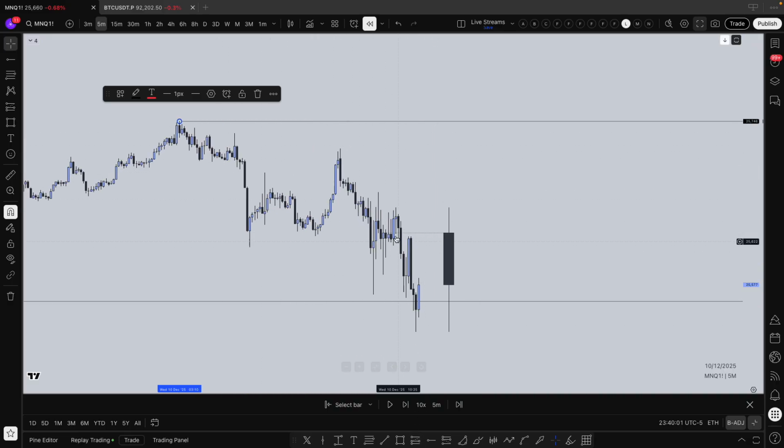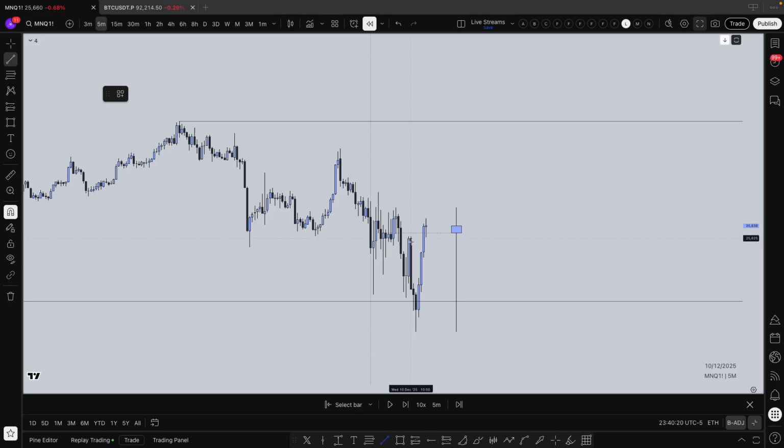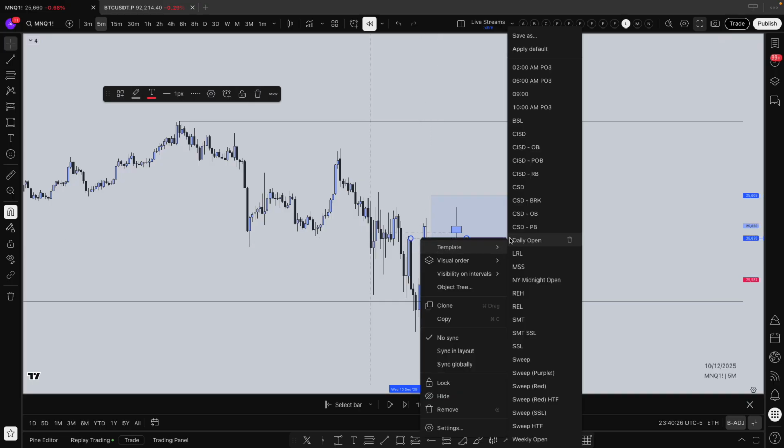Going into New York, we had chopped around for the AM session, made a relatively good low, came down, and then after 10 a.m., it was at this point where I looked at my phone, and I just popped in the limit order for it to come down to this change in state of delivery.